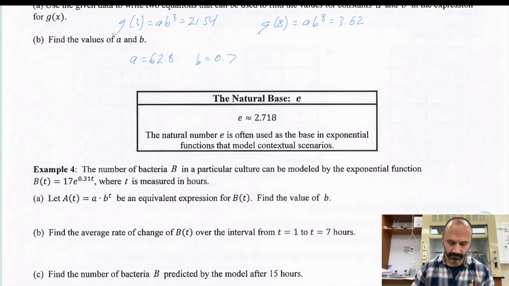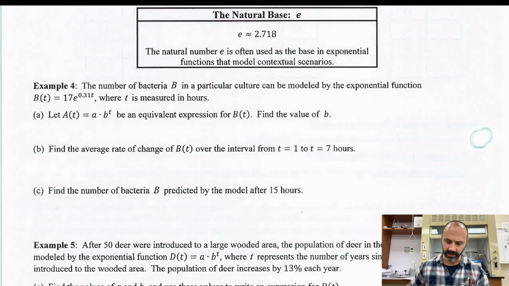Incredible. All right, so here's an example. It says that the number of bacteria in a particular culture can be modeled by the exponential function 17 times e to the 0.31t, where t is measured in hours. It says let a of t equal a times b to the t. Notice a of t is different from b of t, but let it be an equivalent expression for b of t. Find the value of b.